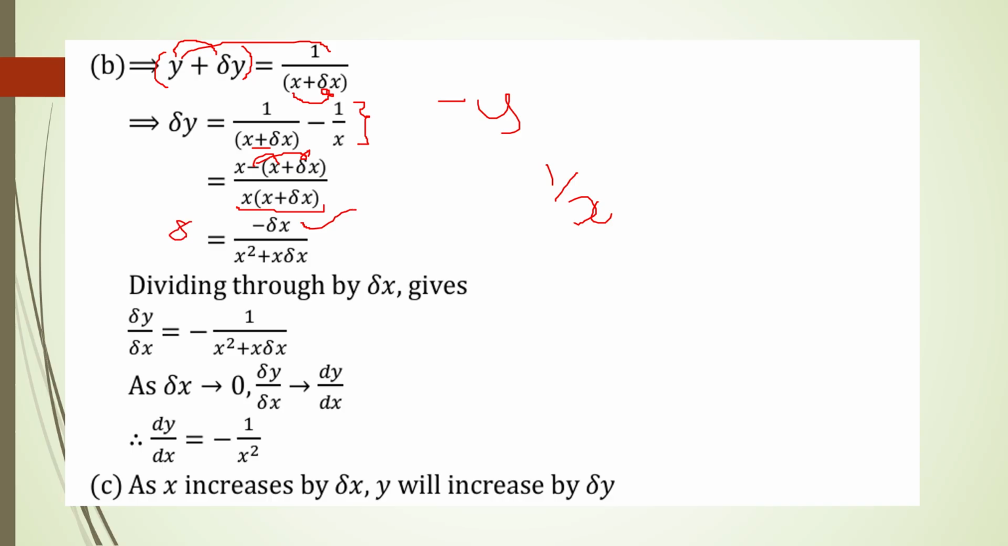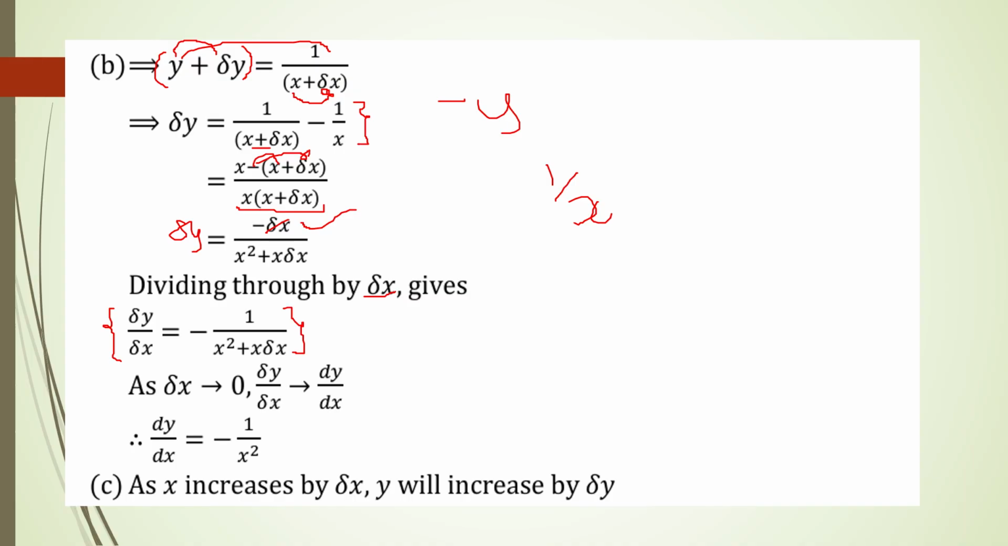So now you're having small change in y to be equal to this. So what is remaining is to divide through by small change in x. And if you divide through by small change in x, this one is going to go away. And then on the left hand side, we are going to have delta y divided by delta x. And on your right hand side, you're going to end up with this expression.